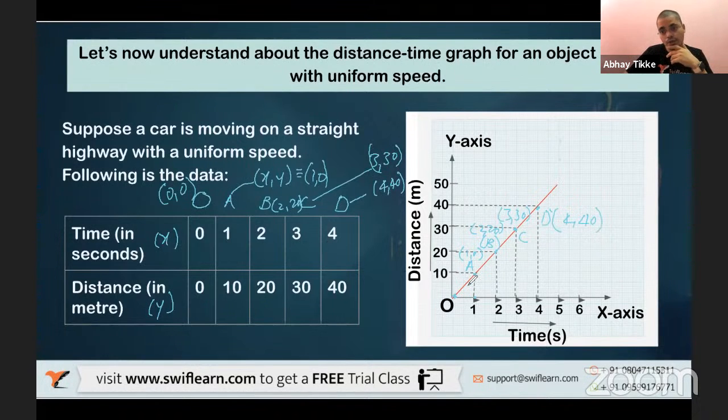Now join all these 5 points. They are along the same straight line, so they should give me the same straight line. Very good. So this is how you complete the graph. So join करके आपको ये ऐसे graph मिलेगा. So this is your graph of which object? Yes, car moving with uniform velocity.